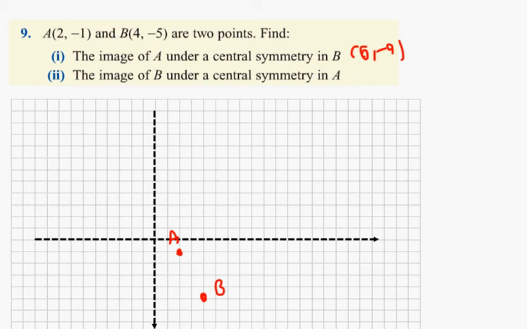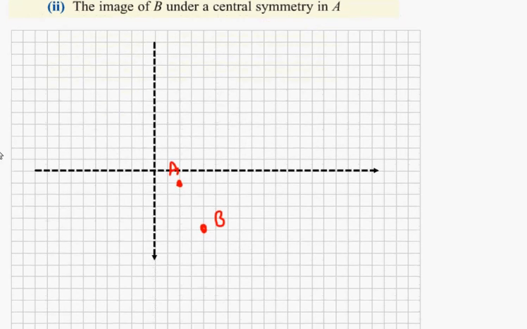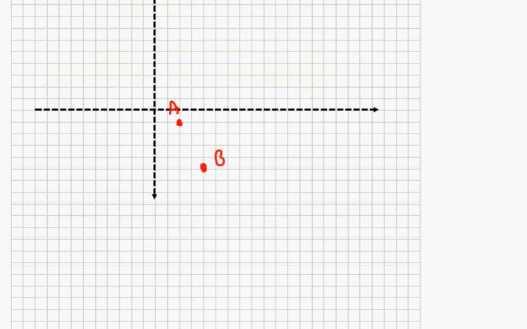What about this one? The image of B under central symmetry in A. So, B goes through A. 2 across, 4 up. 2 across, 4 up. And what do we get? 0, 3. Okie dokes.